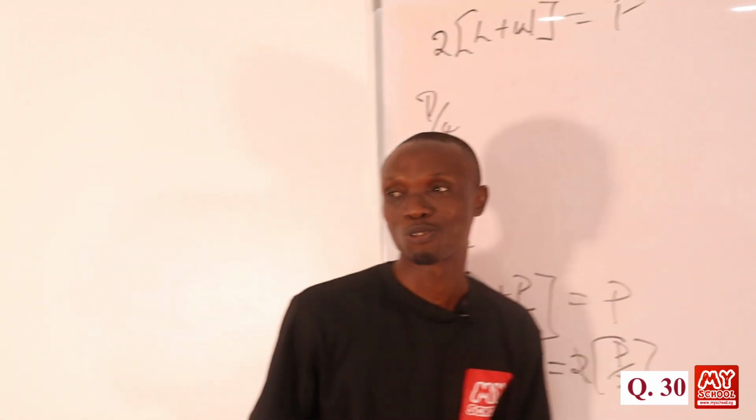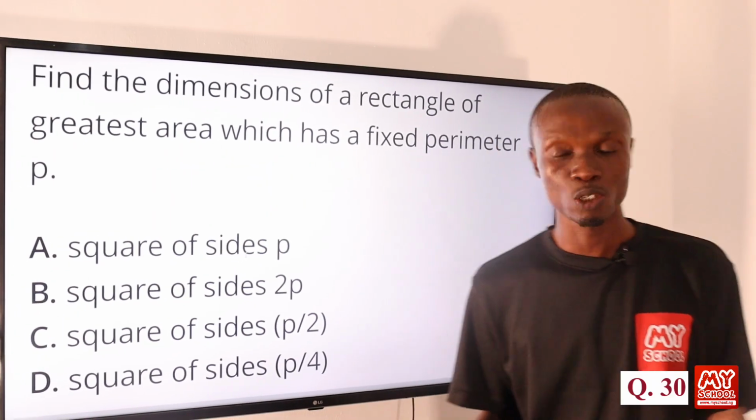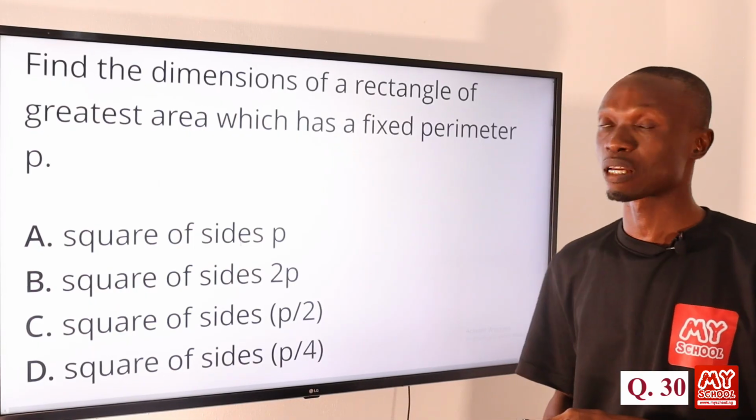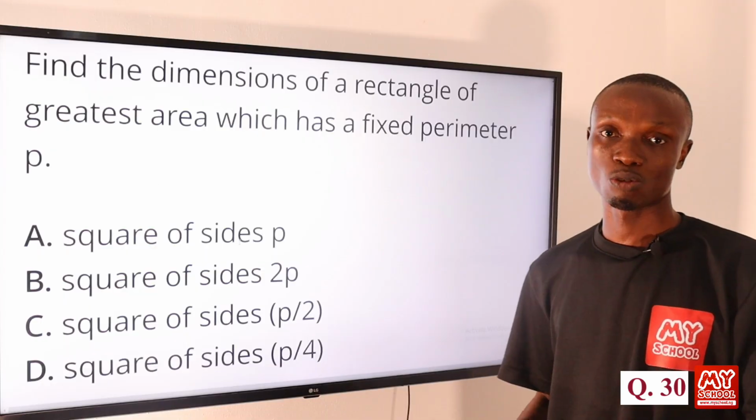Okay, now let's return back to the screen to pick the correct answer to this question. Okay, so from our experiment, we used option D, which gave us the perimeter of the rectangle to be equal to P. So that makes option D the correct answer to this question.